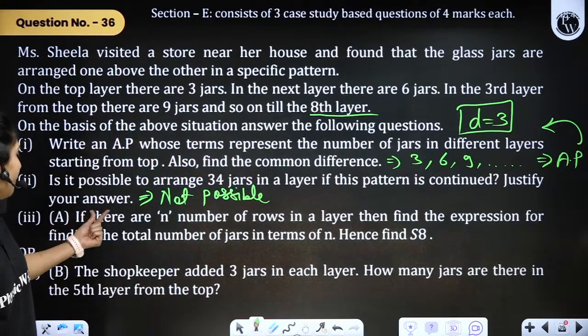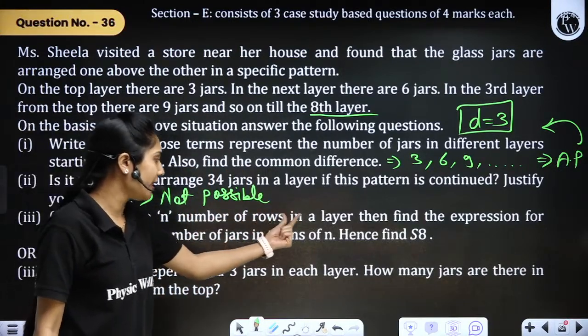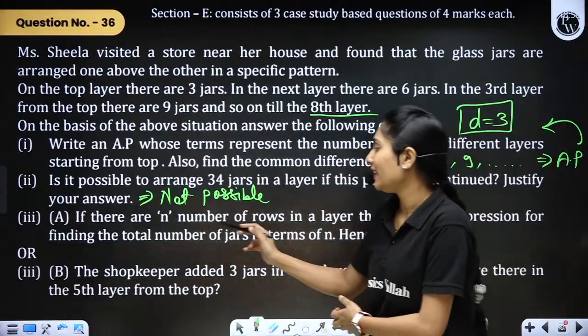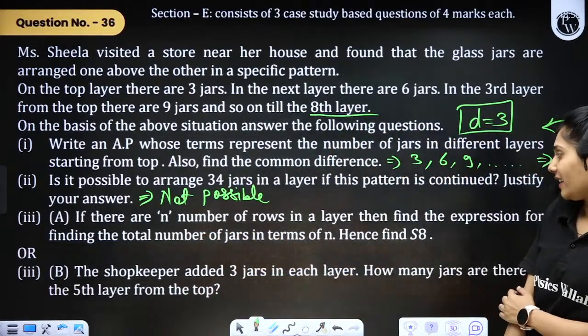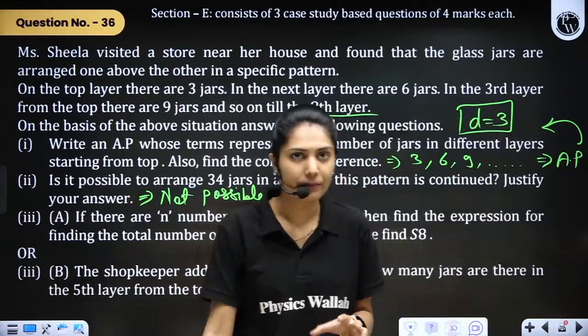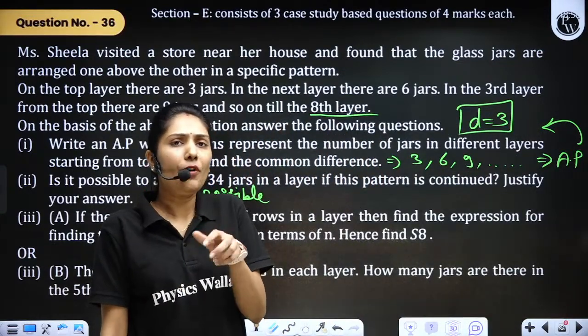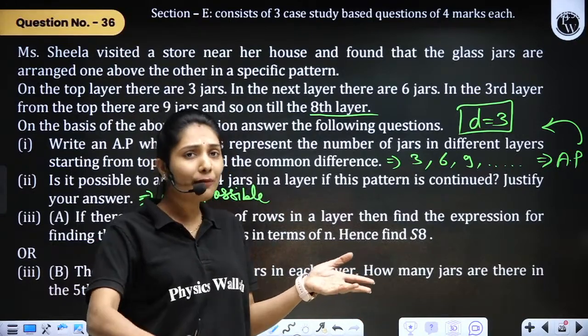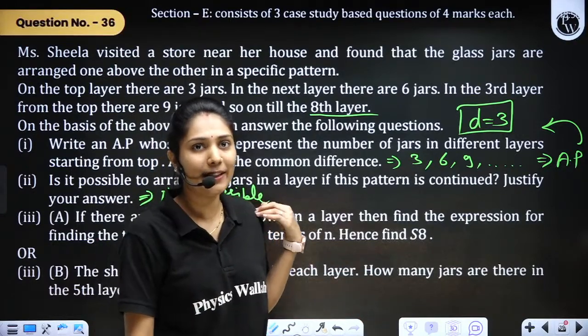Next, if there are n jars in a row in a layer, then find the expression for the total number of jars in terms of n. Hence, find S8. You have to find the formula for Sn, and once you get the formula for Sn, we have to calculate S8.